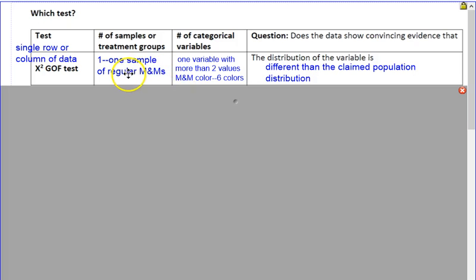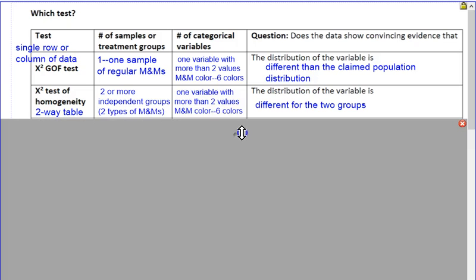For example, in our regular M&Ms example, we had one sample of regular M&Ms and one variable, M&M color, but it could take on 6 different values: brown, blue, orange, red, etc. The question we want to answer is the distribution of the variable. Does the data show convincing evidence that the distribution of the variable is different than the claimed population distribution? In other words, does our data show evidence that the claimed distribution of colors in M&Ms is correct, or is it not correct? So we just have a single sample, a single variable compared against a claimed population distribution.